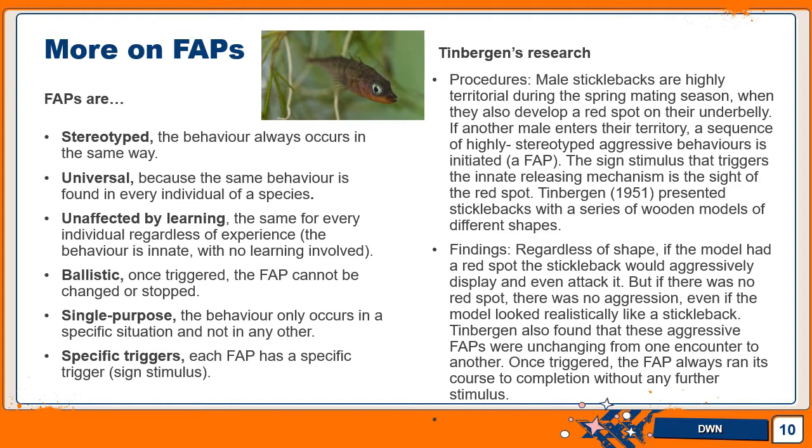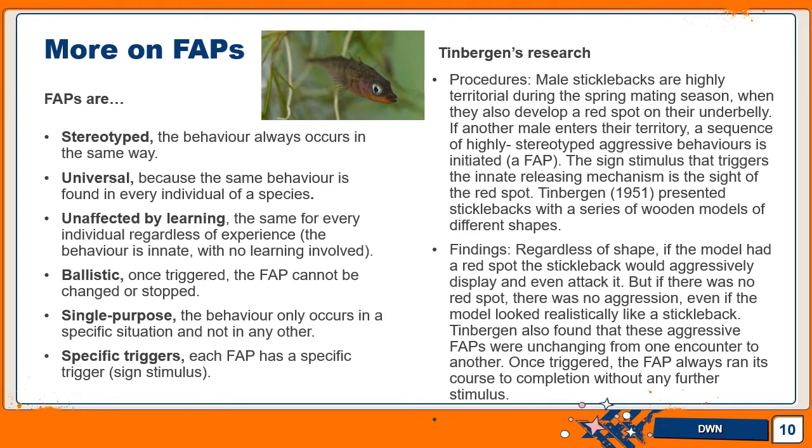Now, if another male enters his territory with a red spot on his undercarriage, that is the innate releasing mechanism for fight. And Tinbergen showed this by presenting sticklebacks with a load of wooden models, all different shapes, obviously dunking them in their fish tank. And regardless of whatever shape the model was in the fish tank, if the bottom part of it was covered in a red spot, had been coloured in, the crazy male stickleback would start attacking it.